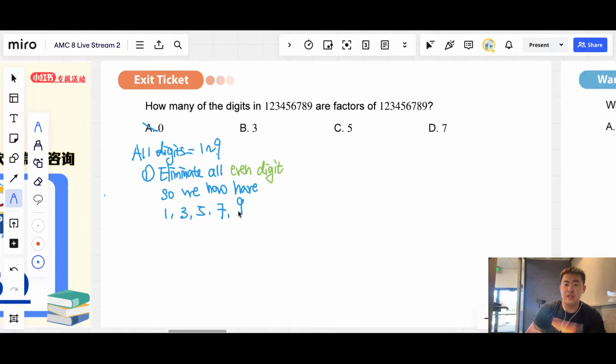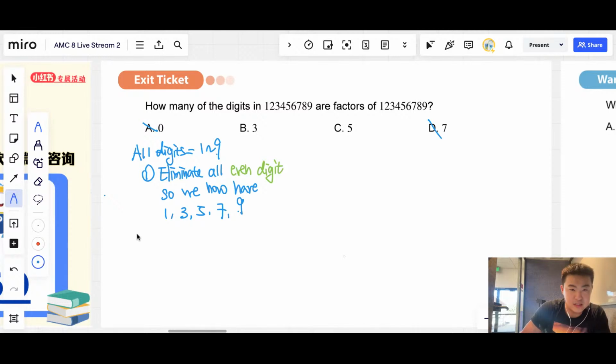Okay, so these are the numbers that are still left for our consideration. So let's do the second step. We're going to check each of these numbers one by one. Okay, by the way, for now, how many numbers are we left with? 5 numbers. So option D is eliminated. It can never be 7, okay, after the even numbers are out.